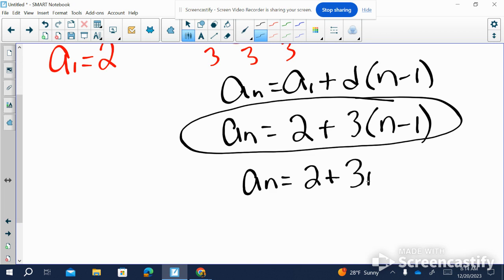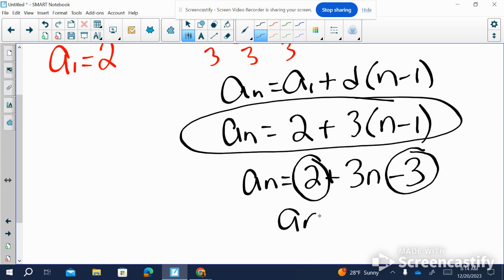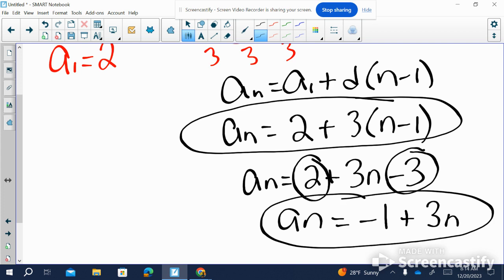I'm going to distribute the 3 into the parentheses, and then combine like terms. So a sub n equals negative 1 plus 3n, or 3n minus 1. This is the explicit formula. It can help me find any numbered term in the sequence.